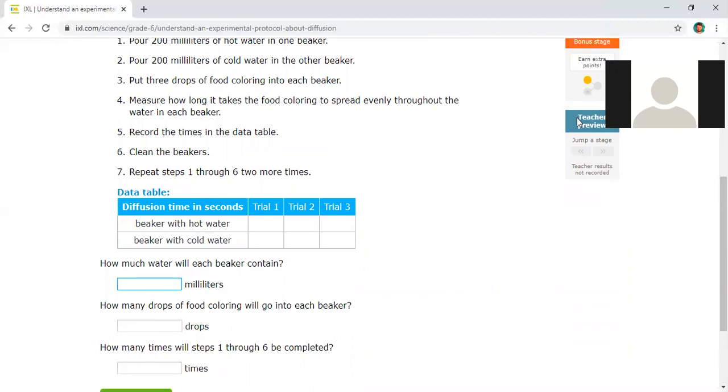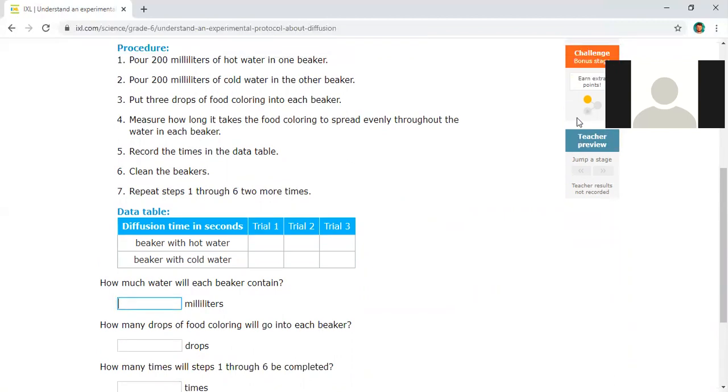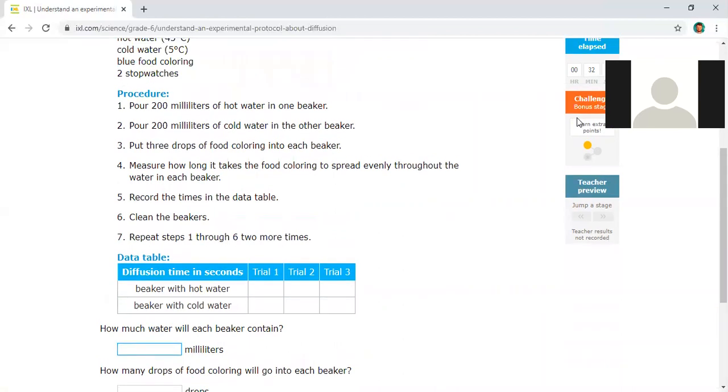It says, how much water will each beaker contain? All right, the answer is in this procedure, by the way. It is in steps 1, 2, 3, 4, 5, 6, 7, one of those. So, does anyone think they know it? Demetrius, do you think you got it? You can use the chat too if you would like.